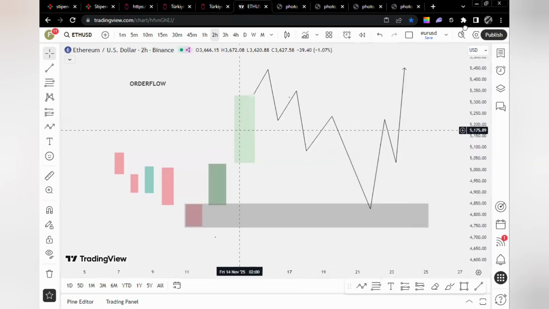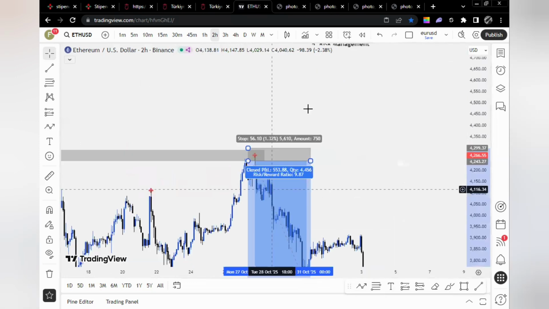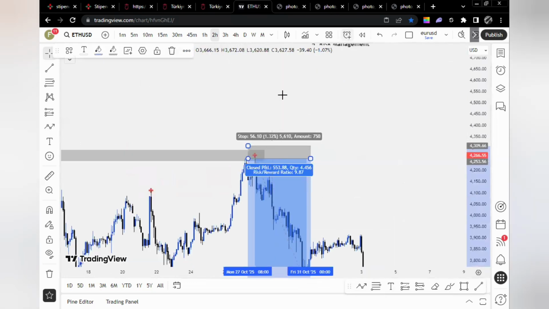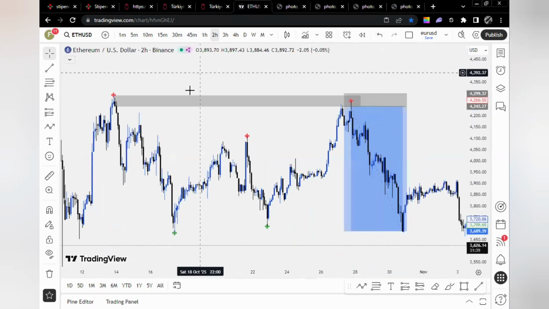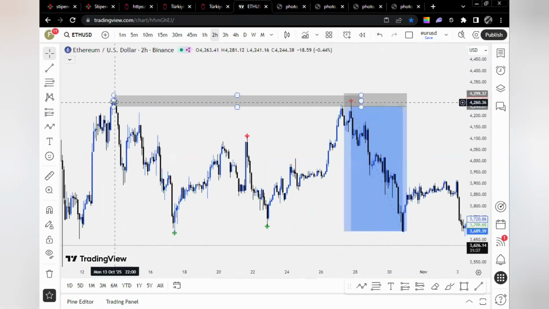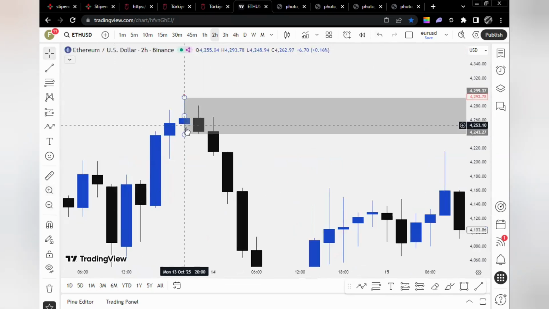As simple as that. That is how I was able to catch this. Look at what happened here. I mapped out the last opposite candle from this point. You can see price was coming up, and the last candle here was blue.